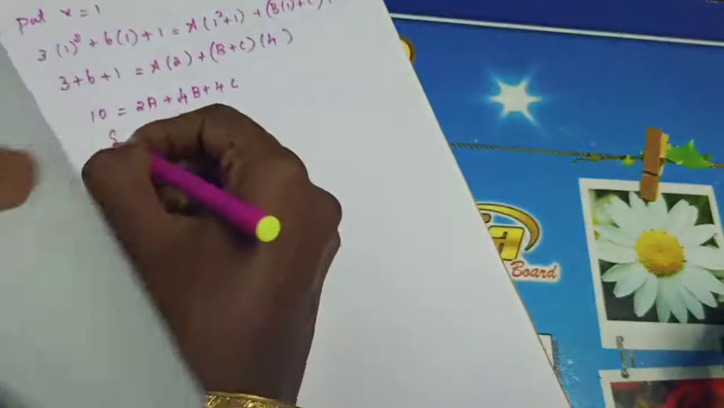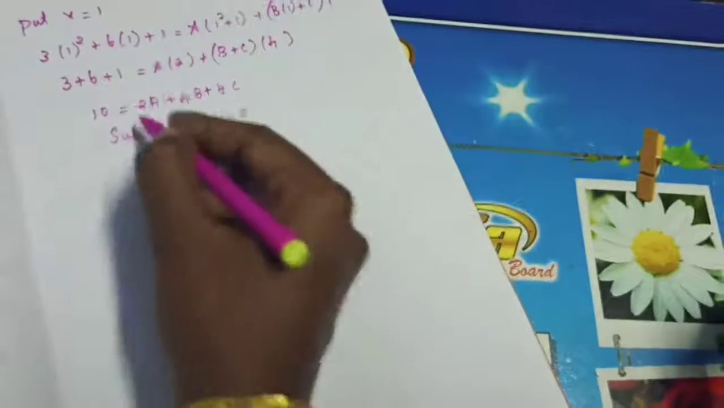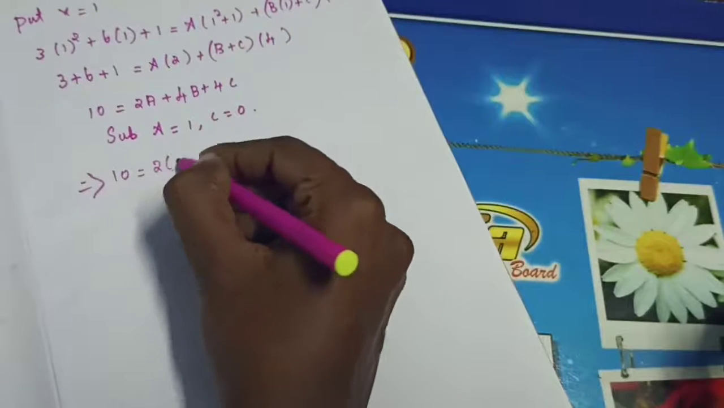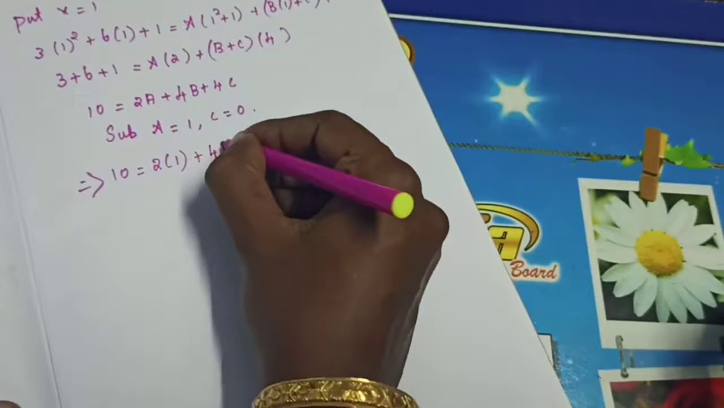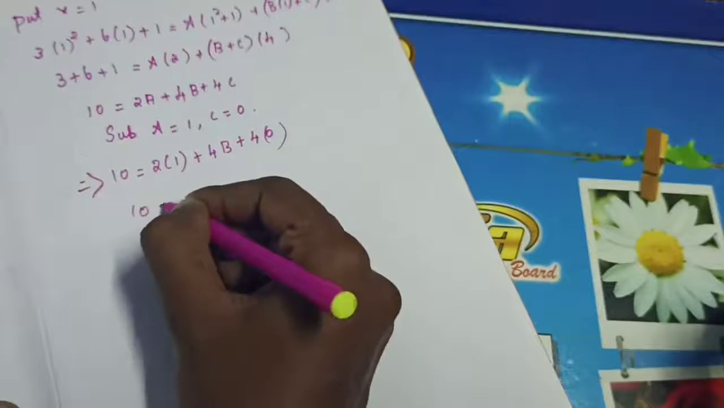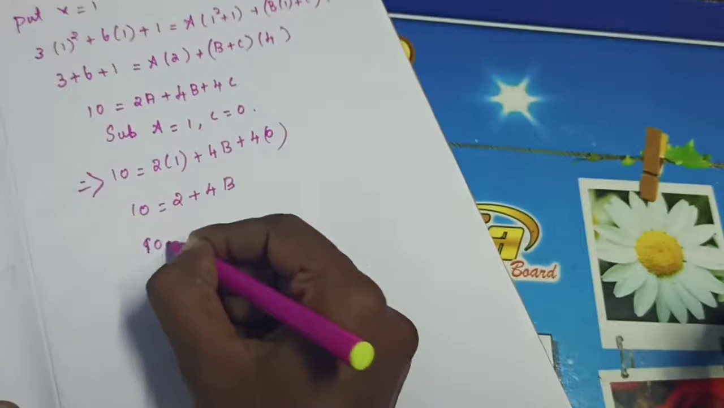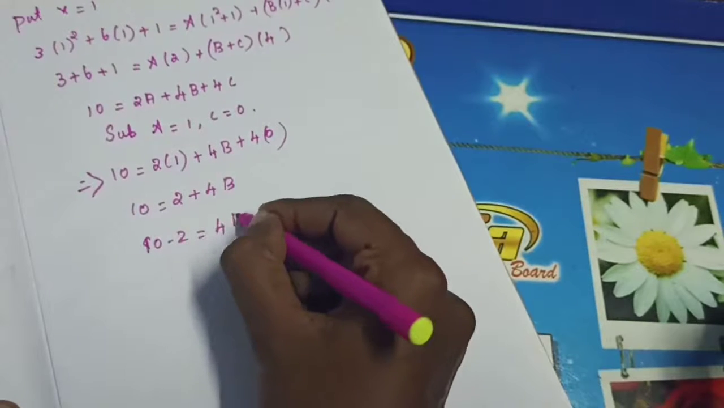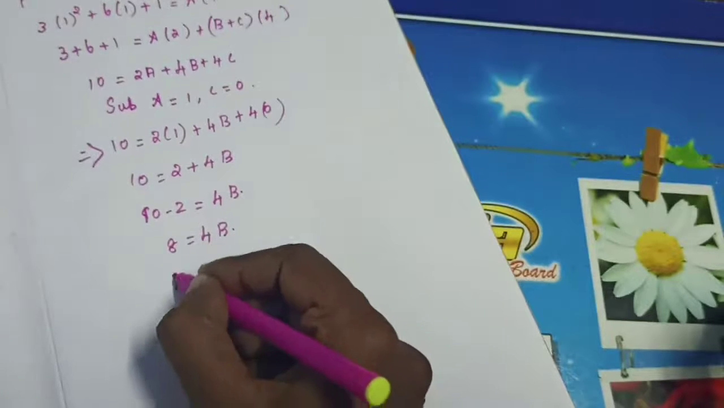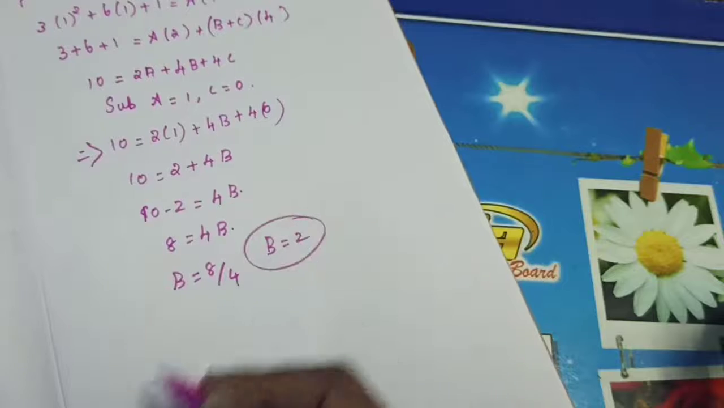You know two values. Substitute a equal to 1, c equal to 0. Substitute here, what will happen? 10 is equal to 2 into 1 plus 4b plus 4 into 0. Okay. So 10 is equal to 2 plus 4b. So 10 minus 2 equal to 4b. So how much? 8 is equal to 4b. So b is equal to 8 by 4. So b equal to 2.